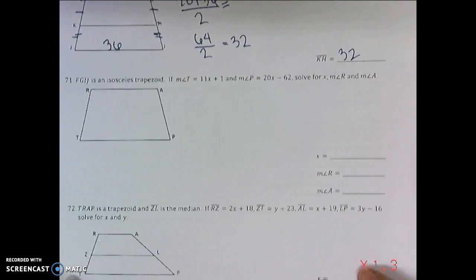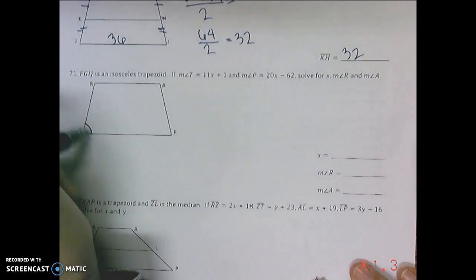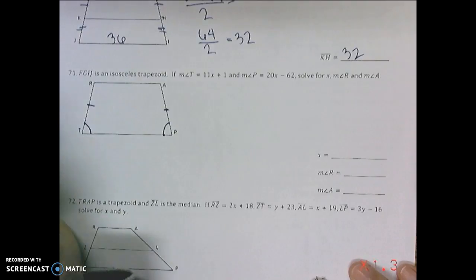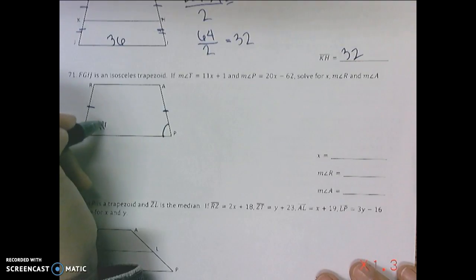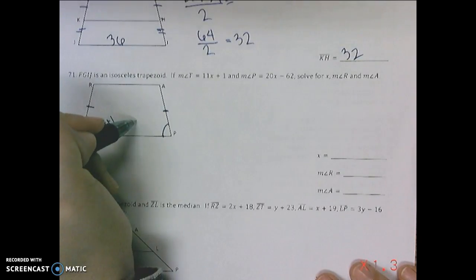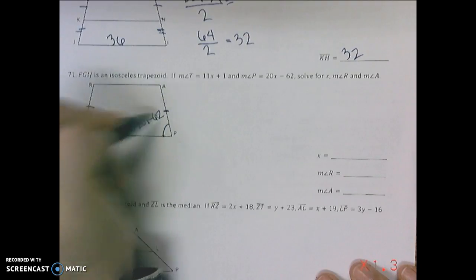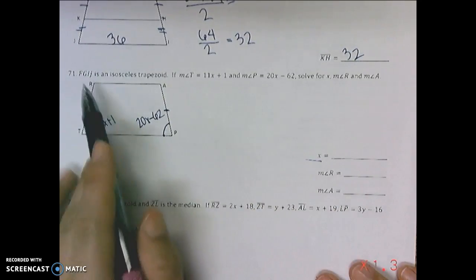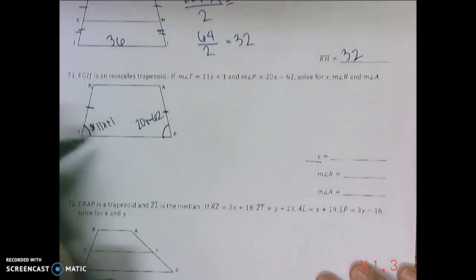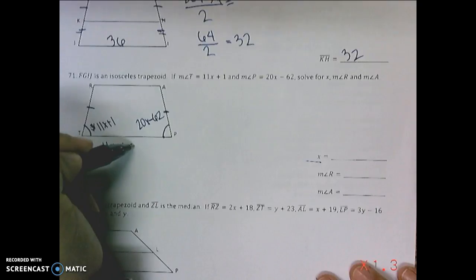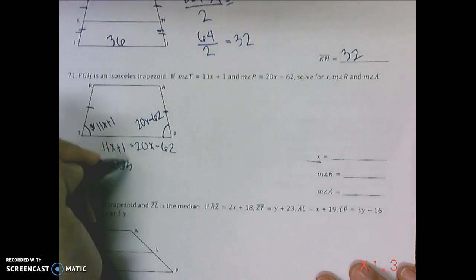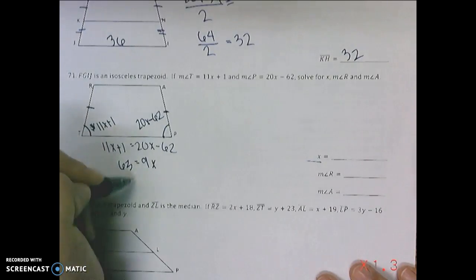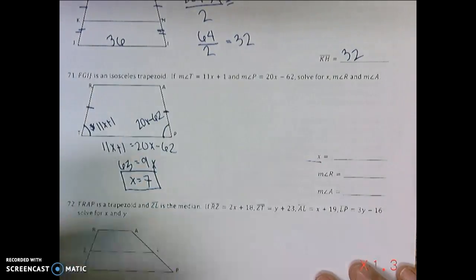For 71, isosceles, right? Isosceles trapezoid. That means these base angles are equal and these legs are equal. So the measure of angle T equals 11x plus 1, and the measure of angle P equals 20x minus 62. We need to solve for x, r, and a. I'm going to set these equal since they're equal. 11x plus 1 equals 20x minus 62. All right, when I move things over, I get 63 equals 9x, and x equals 7. So x equals 7.